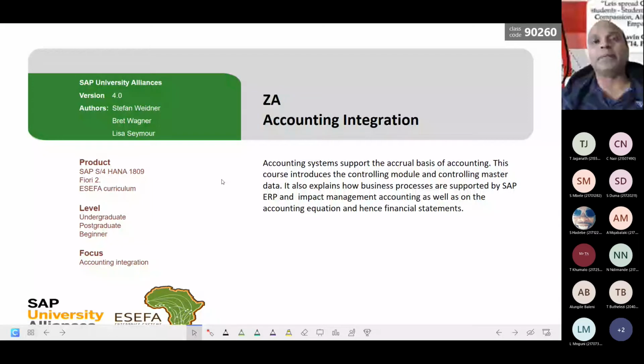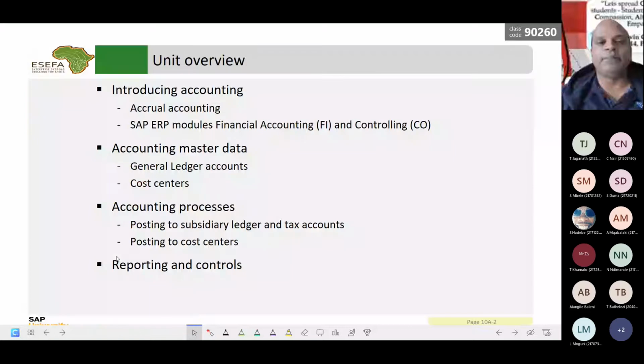Let's go on. Oh, look at this. See the level that we're talking about? We are at a postgraduate level. That's what you are. And the product is SAP S4HANA Fiori 2. And we are working in conjunction with the SAP University.